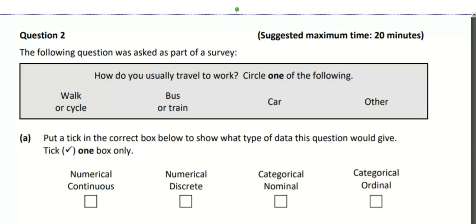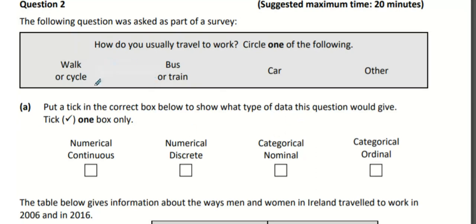Okay. Question 2. Some of you might remember this from the Christmas exam. Now, this is categorical data. Okay. Now you can't say a bus or a train is better than a car or a walk or a cycle. Everybody has their own opinions. So this makes it categorical nominal.